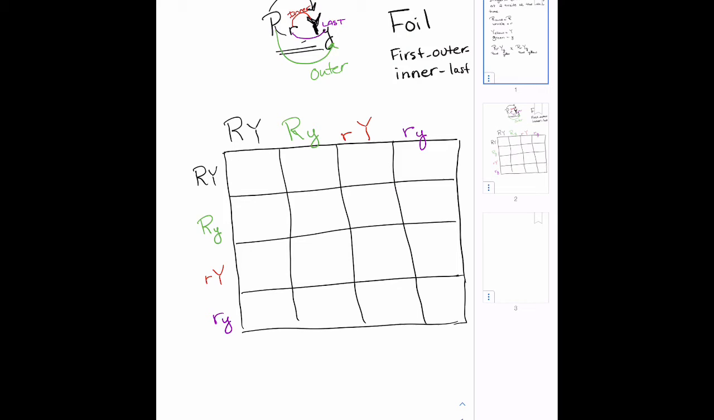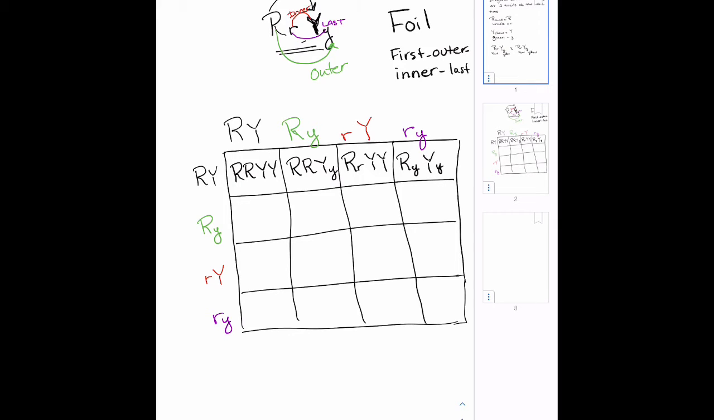Okay, so what am I going to get? Let's do this. I've got capital R, capital R, capital Y, capital Y. Over here I've got capital R, and I've got capital Y, lowercase y. The next one I have capital R, lowercase r, capital Y, capital Y. Then I have capital R, lowercase r, capital Y, lowercase y.